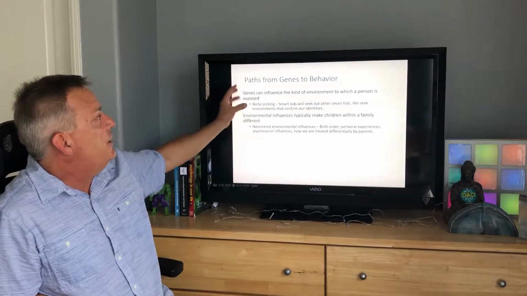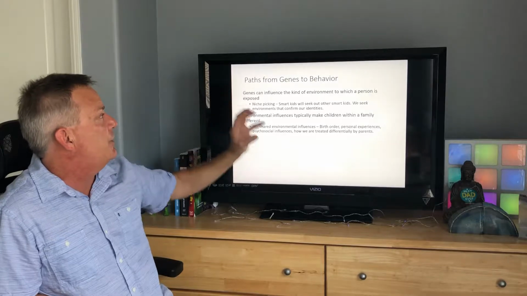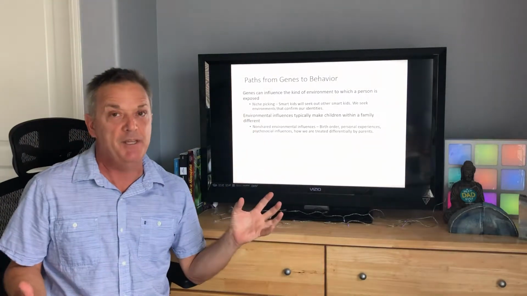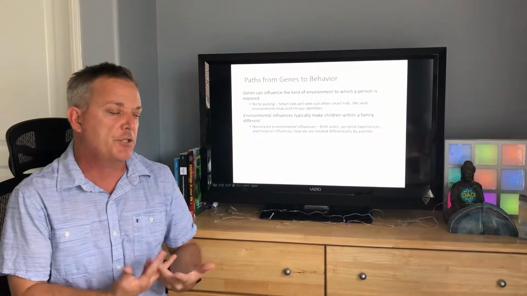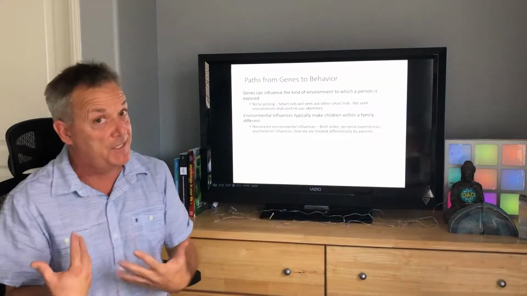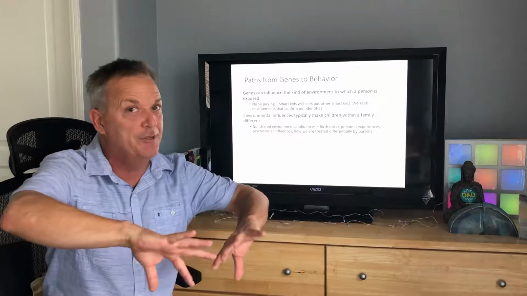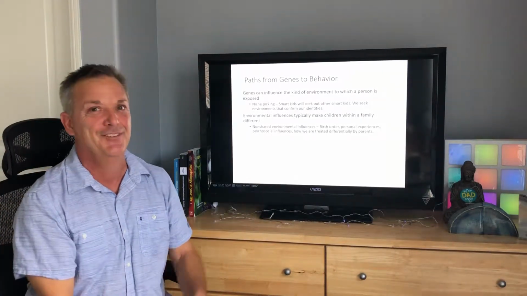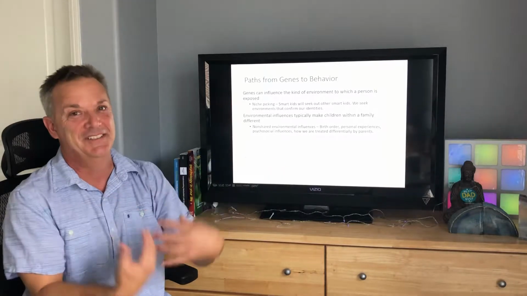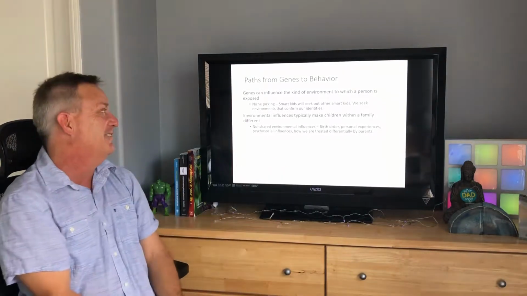So genes can influence the kind of environment to which a person is exposed. I like to call it the double whammy. Your parents give you these genes, and then your parents, who have those genes that gave you those genes, create an environment for you. So you get the double whammy. You get your parents' genetic influences, and you get the environment that they create through their genetic influences.